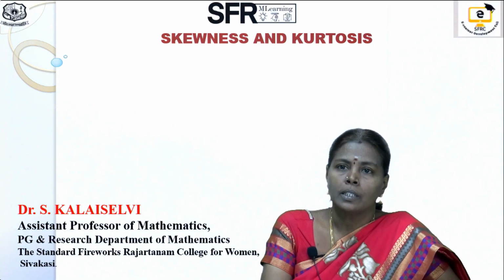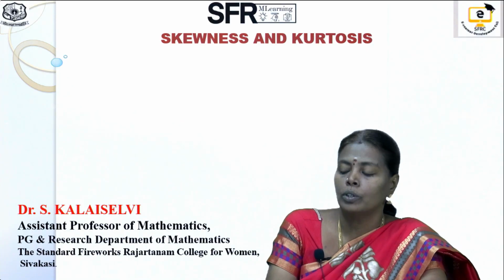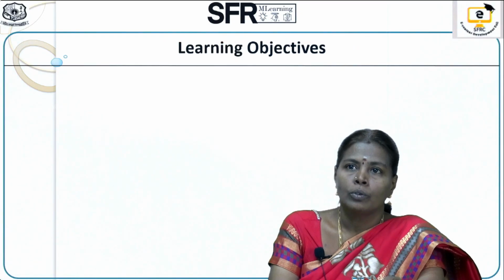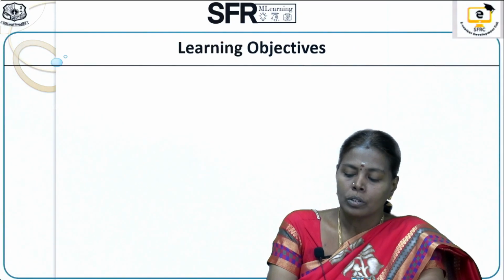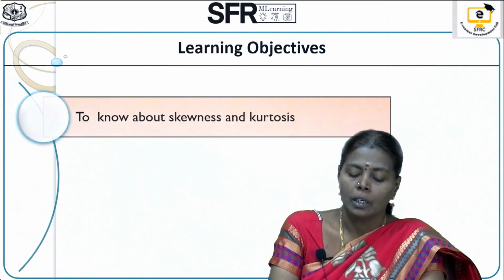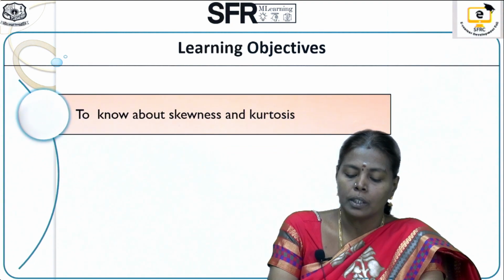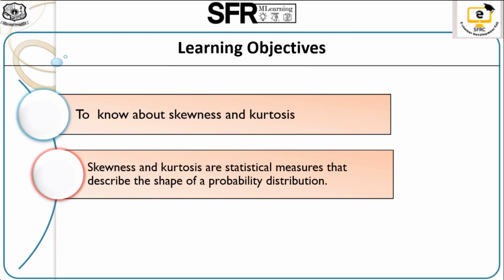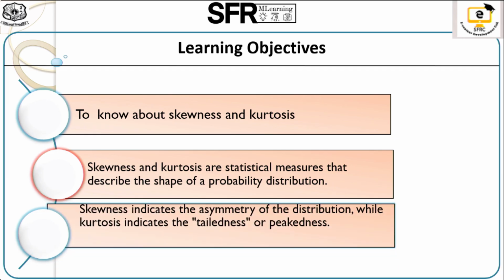Today in class we will see about skewness and kurtosis. From this video we are going to learn about skewness and kurtosis. Skewness and kurtosis are statistical measures that describe the shape of a probability distribution. Skewness indicates the asymmetry of the distribution, while kurtosis indicates the tailedness or peakedness.